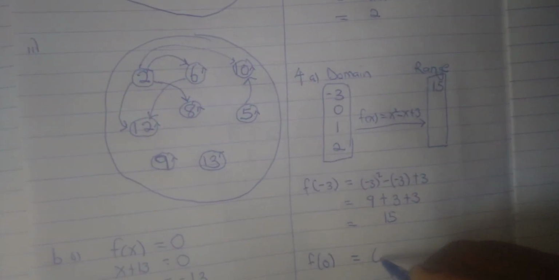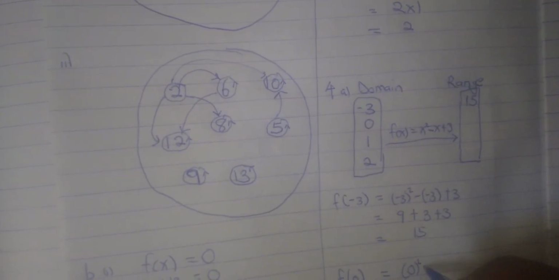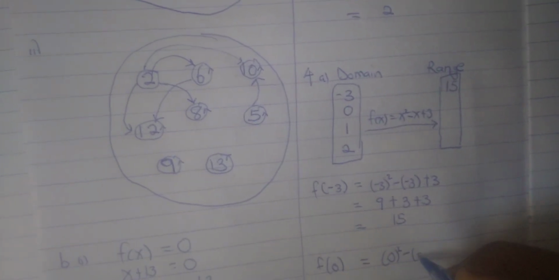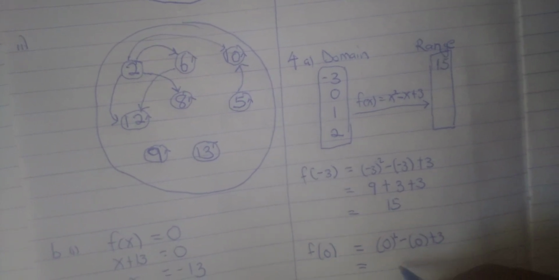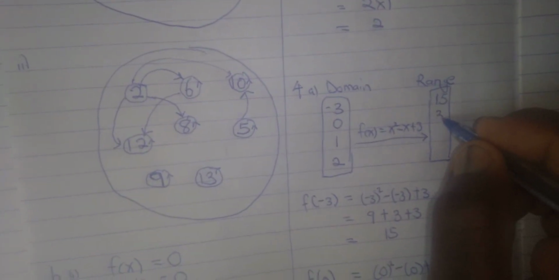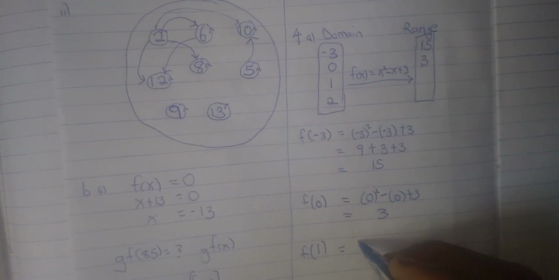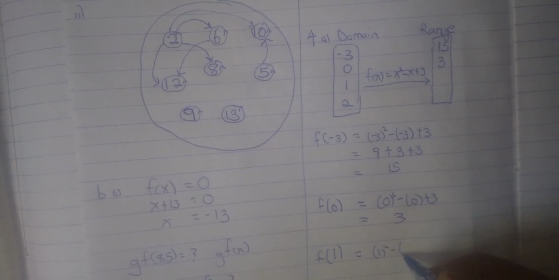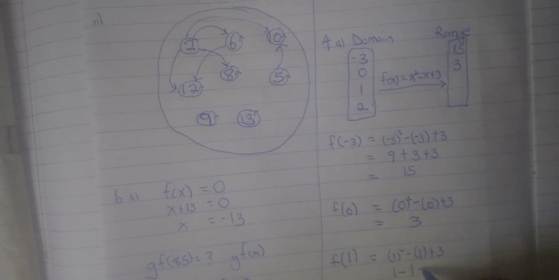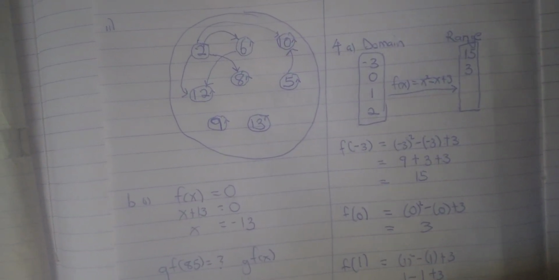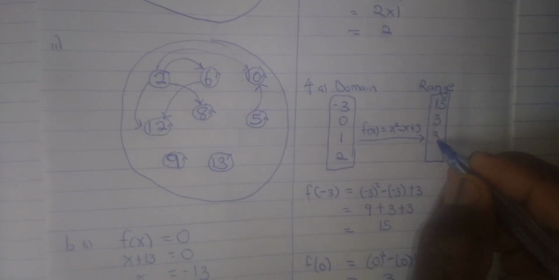So f of 0 will be, where there is x, we put there 0 squared, then minus 0, plus 3. This will come to 0, and 0 plus 3 comes to 3. So this is our 3 here. What about f of 1? Here we put 1 squared minus 1, then plus 3. 1 squared is 1, minus 1 plus 3. So you also come to 3. So we are also having 3 here.